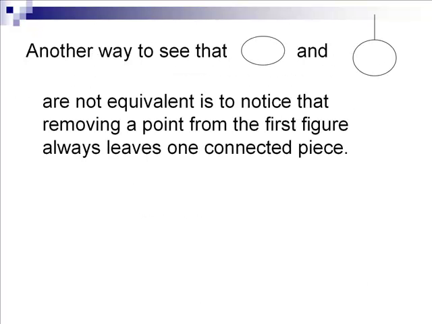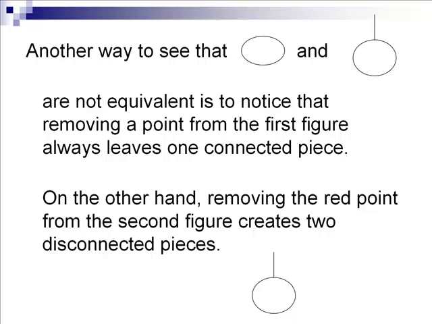Here's another way to see that the circle and the space alien with one antenna are not equivalent to each other. Notice that if you remove a point from the circle, it always leaves one connected piece. Suppose you took a circle and cut it in one place. You would have one piece left over. On the other hand, if you remove this red point from the space alien with one antenna, what happens? If we remove that particular point, we have two disconnected pieces.